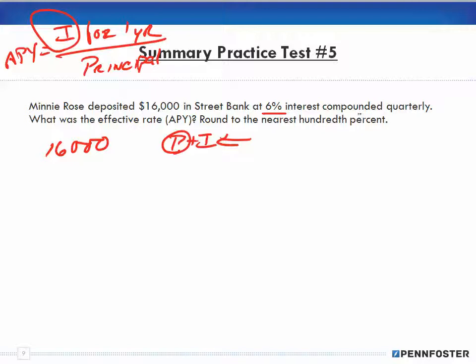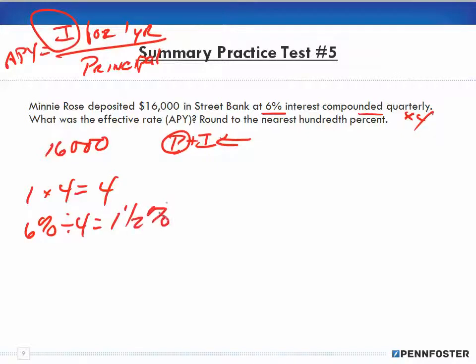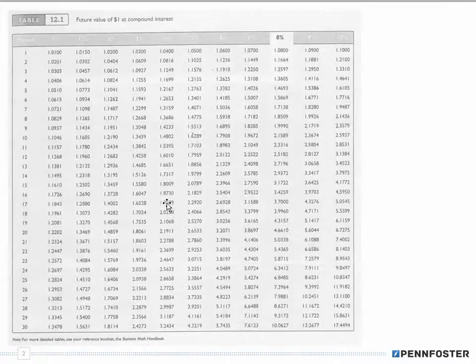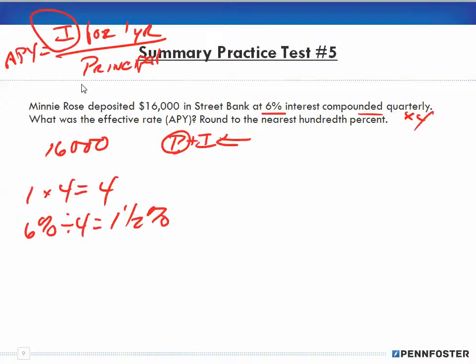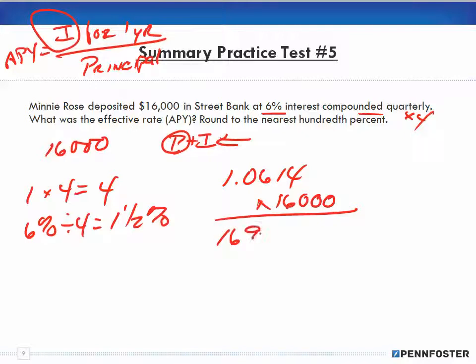So it's at 6% interest compounded quarterly, which is 4 times a year. Because we want to know what the interest is for 1 year, so 1 times 4, the number of periods is 4, and 6% divided by 4 is 1.5%. And we can jump up to the future value table and look at the 1.5% for 4 periods and get 1.0614. So we have 1.0614 as the factor, and if we multiply that by the $16,000, we end up with $16,982.40, and again, that's the principal plus the interest.